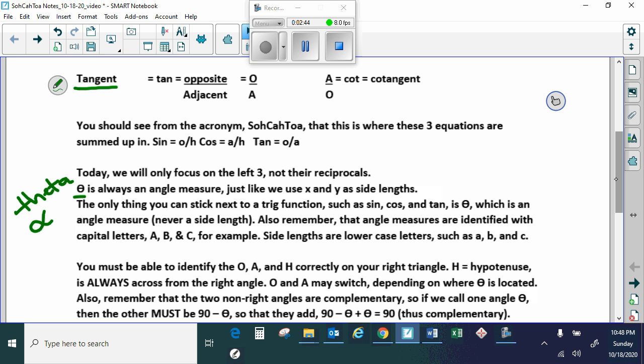And just like we use x and y as side lengths, the only thing you can stick next to a trig function, such as sine, cosine, and tangent, is theta. Technically, it can be alpha as well, but we're not going to deal with that. You'll see that more in pre-calc, a lot more, which is an angle measure, never a side length. It means the same thing, theta and alpha. Also, remember that angle measures are identified with capital letters, A, B, and C, for example. Side lengths are the lowercase letters, such as a, b, and c. We've already seen that recently on worksheets that we've done.